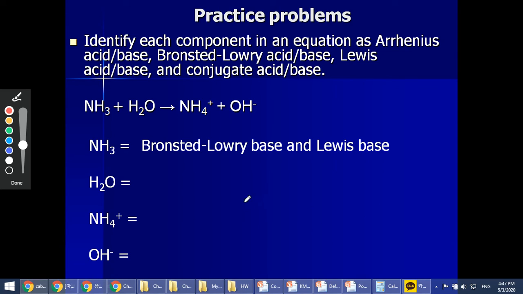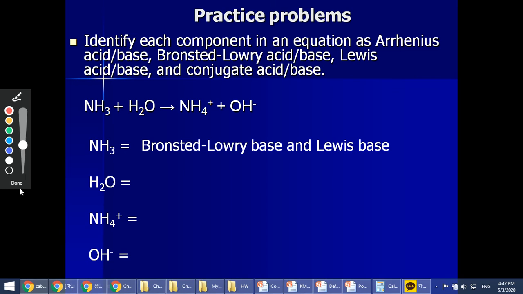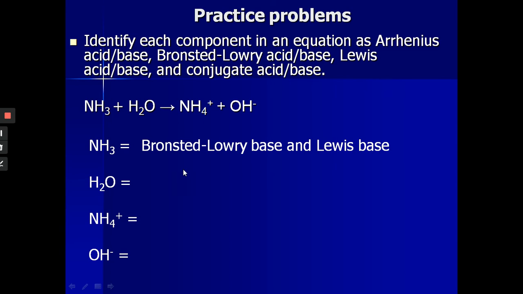So when they're made, NH4 is now going to have 4 hydrogens. But then this one has a positive charge, right? So I'm going to have to put a little bracket here and put a plus sign on the right top corner, which we have learned in Lewis dot structure already in a previous chapter. Therefore, NH3 is considered a Lewis base because NH3, the nitrogen, donated an electron pair.